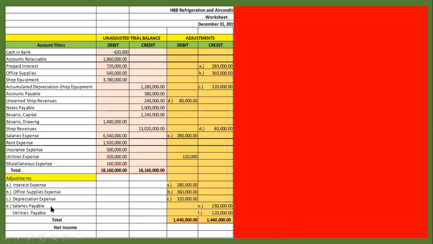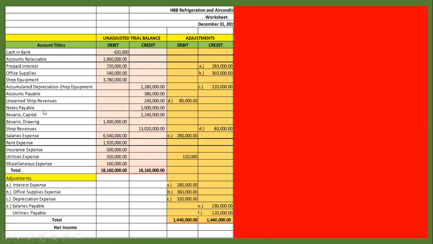Next adjusting entry is a debit to salaries expense. Notice that salaries expense is already in the account title column. So you just post 280,000 debit. Then a credit to salaries payable.